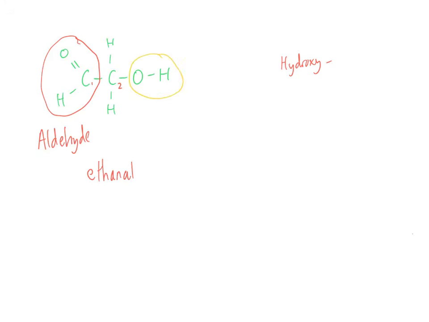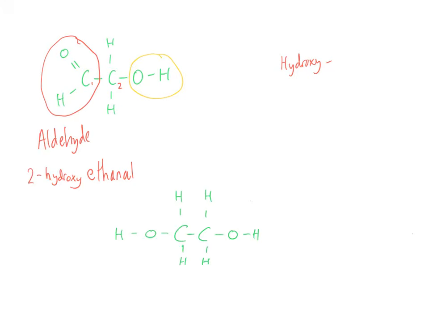So that means we've got 2 functional groups. So this becomes hydroxy ethanol, and we need to give a position for the hydroxy group, and that is position number 2. So this becomes 2-hydroxyethanol.